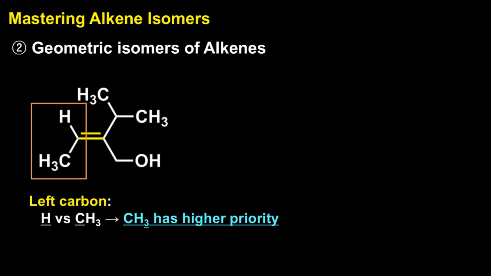According to the CIP rules, we compare the atoms that are directly attached to the carbon. Hydrogen has an atomic number of 1, and carbon has an atomic number of 6. So it's clear, the methyl group wins. It has the higher atomic number, so it gets higher priority than hydrogen.